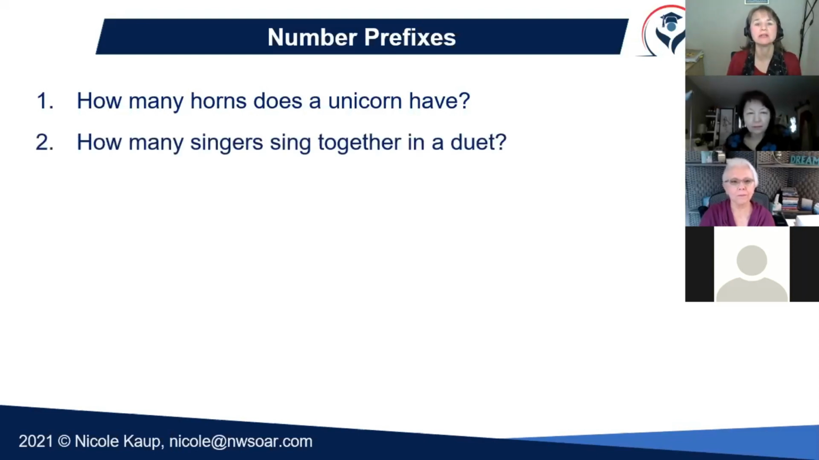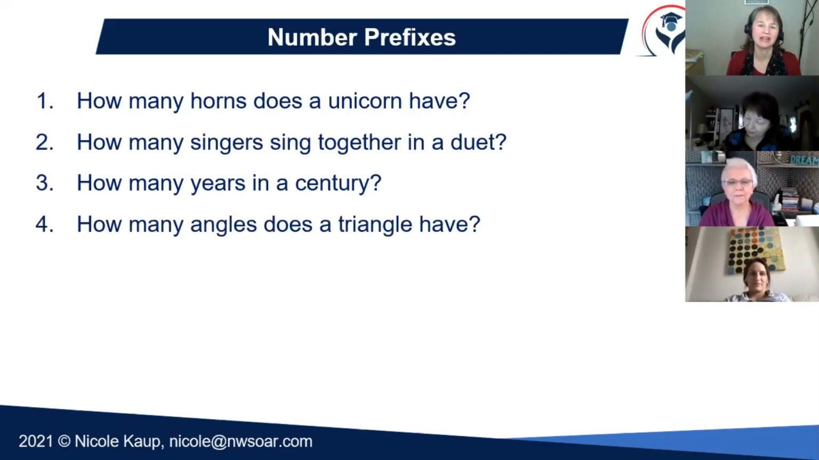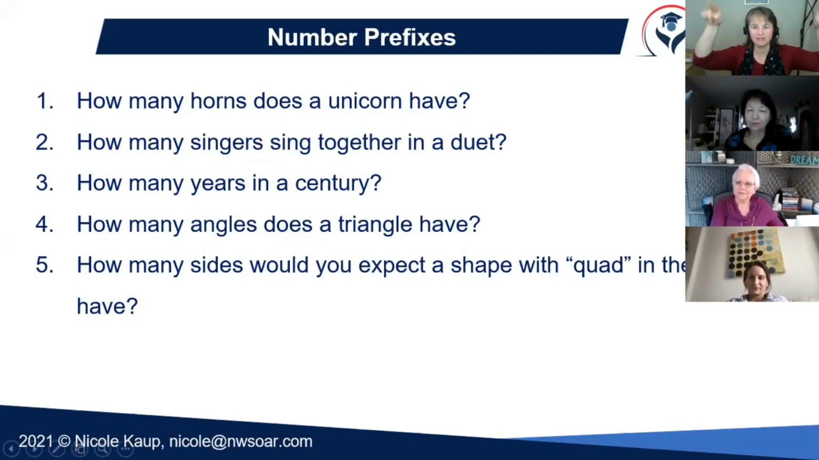How many singers sing together in a duet? 2. How many years in a century? 100. 100, right? Cent is 100. How many angles does a triangle have? 3. How many sides? Oh, let's see. If something is a quad, like if you're at a college and they say, oh, let's meet in the quad. How many sides does that quad have? What kind of shape is it? Yeah. 4. So you're expecting it to have 4 sides, something that's in a square or a rectangular shape.